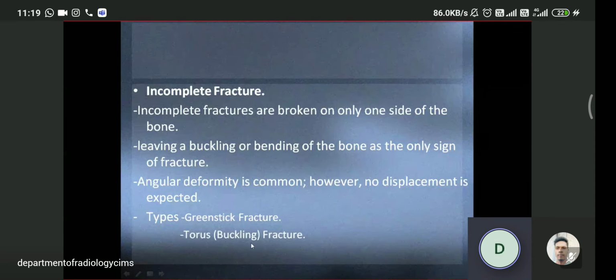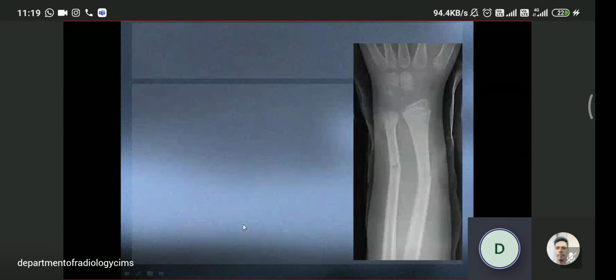Torus fracture, which is a buckling fracture. In torus there is no bending. In greenstick there is bending. This is the greenstick fracture. You can see the bending. It is a unicortical fracture only on the lateral side of the radius and the ulna, with bending. So it is a greenstick fracture.